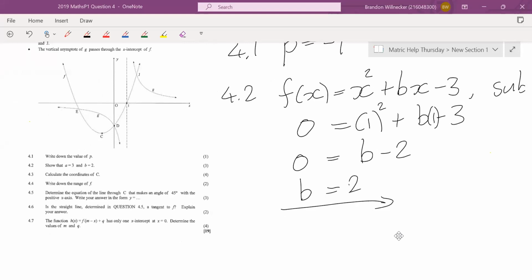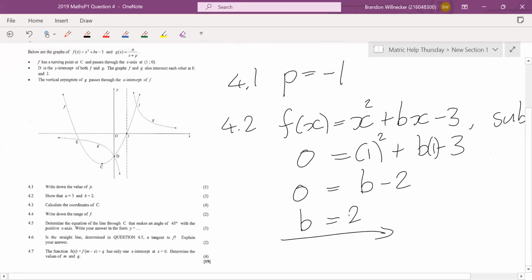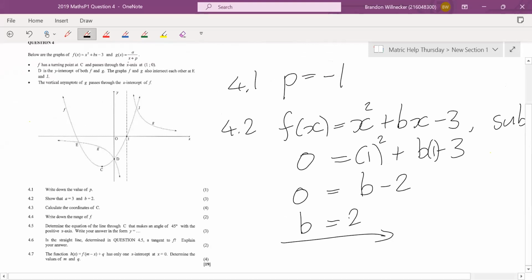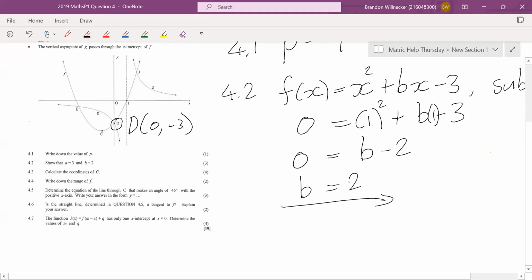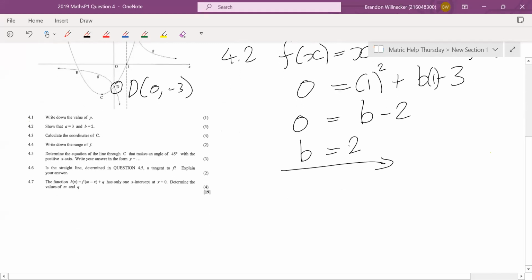Cool. Okay. Next, we need to show that a is equal to 3. We've seen that a appears in the hyperbola g, so we need to find a point to substitute into the g expression. So what can we use? Well, we know that this hyperbola also passes through D, that point at the bottom. Now, D is the y-intercept of f, and we can write that down very quickly as (0, minus 3). Okay, so we have a point to substitute into g. So let's write down g. g of x is equal to a over x minus 1.